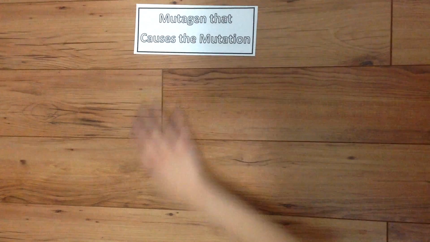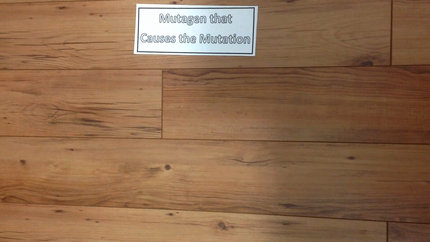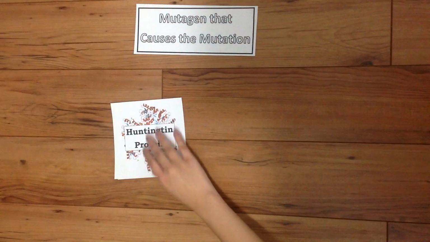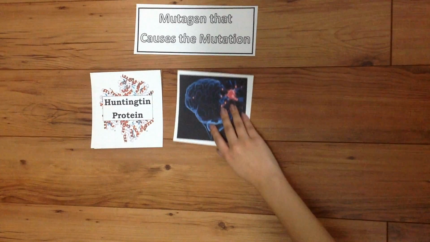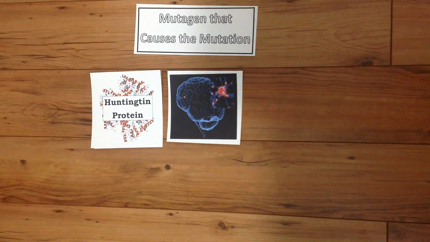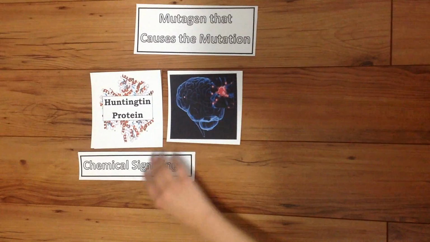Mutagen that causes the mutation. The HTT gene provides instructions for making a protein called huntingtin. The exact function of this protein is currently unknown. However, it appears to play an important role in the neurons of the brain and is essential for normal development before birth. While the brain has the highest concentration of this protein, it can also be found in a variety of other bodily tissues. Within the cell, it is speculated that it is involved in chemical signaling and protecting the cell from self-destruction.